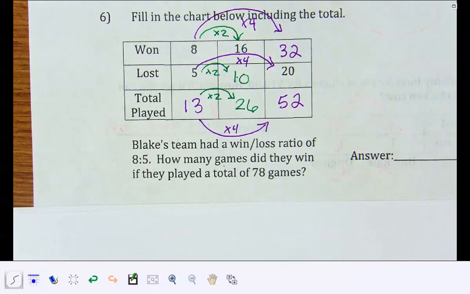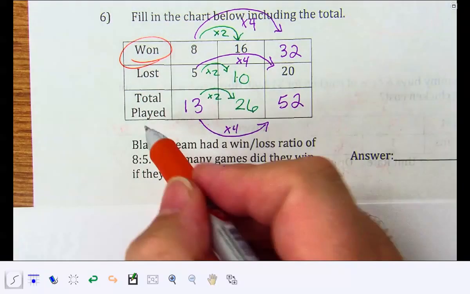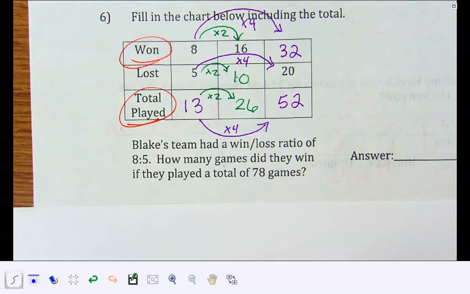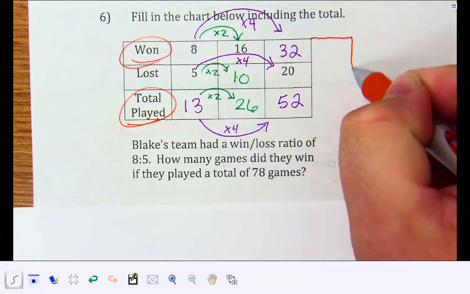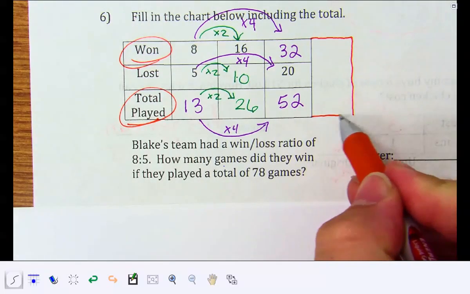Okay. Now, you know, we didn't even read the question in order to fill out the box, and you really didn't have to. But we do need to answer the question, so now we have to read the question. Blake's team had a win-loss ratio of 8-5. How many games did they win if they played a total of 78 games? Okay. So I'm only looking at the games won versus the games played. Well, there's not a total section that says 78, so I think we're going to have to add another column on so that we can make a column with 78 total games.